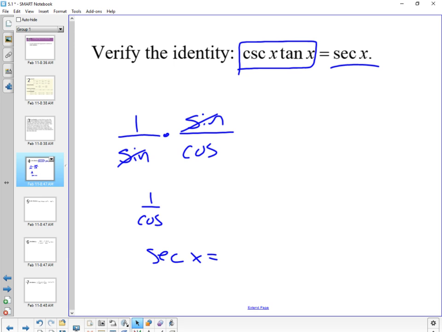And now I have verified that that is true. You just got that one, and I only manipulated one side. That's the purest form, okay?